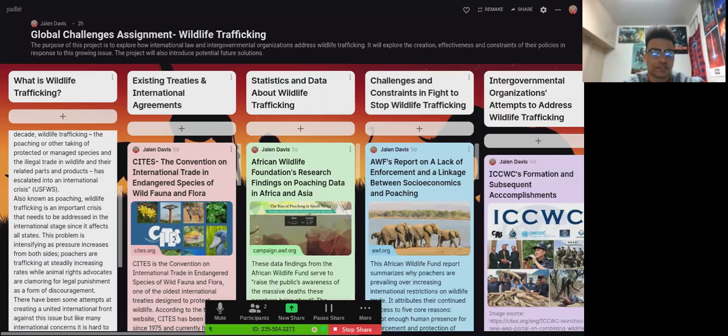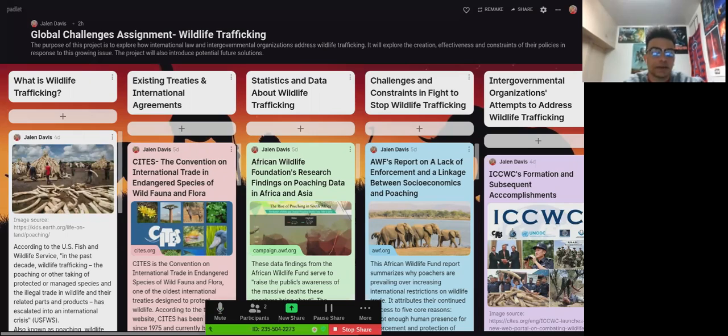This section also talks about the increasing supply and demand and how this is an international issue because wildlife is being trafficked at very large quantities across international borders.